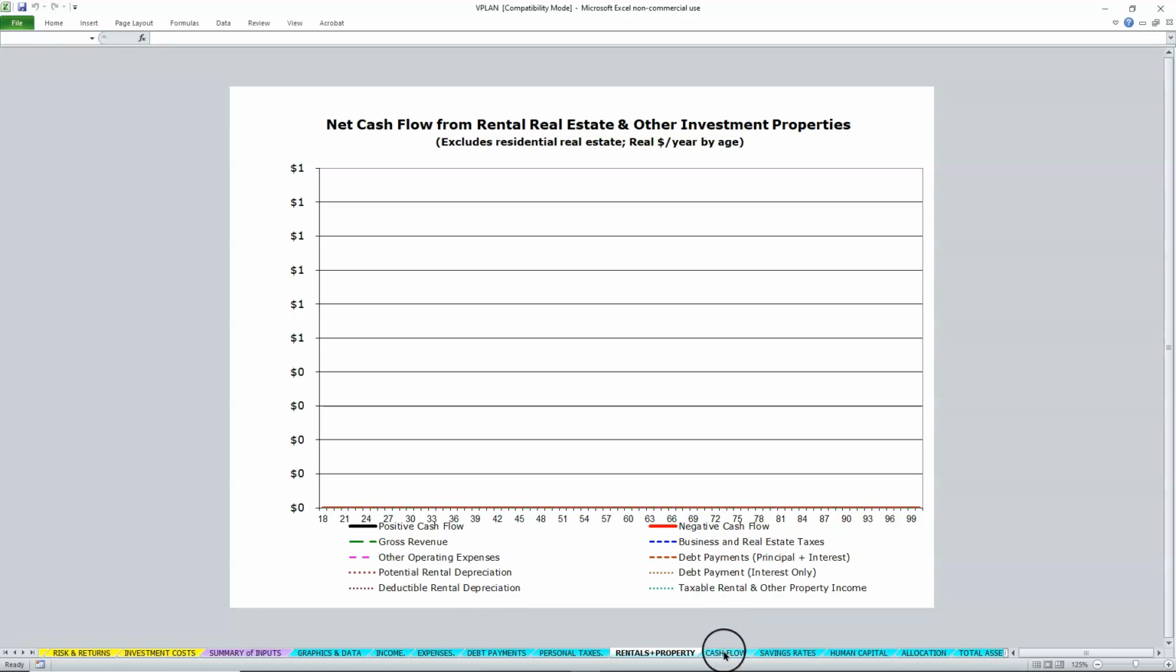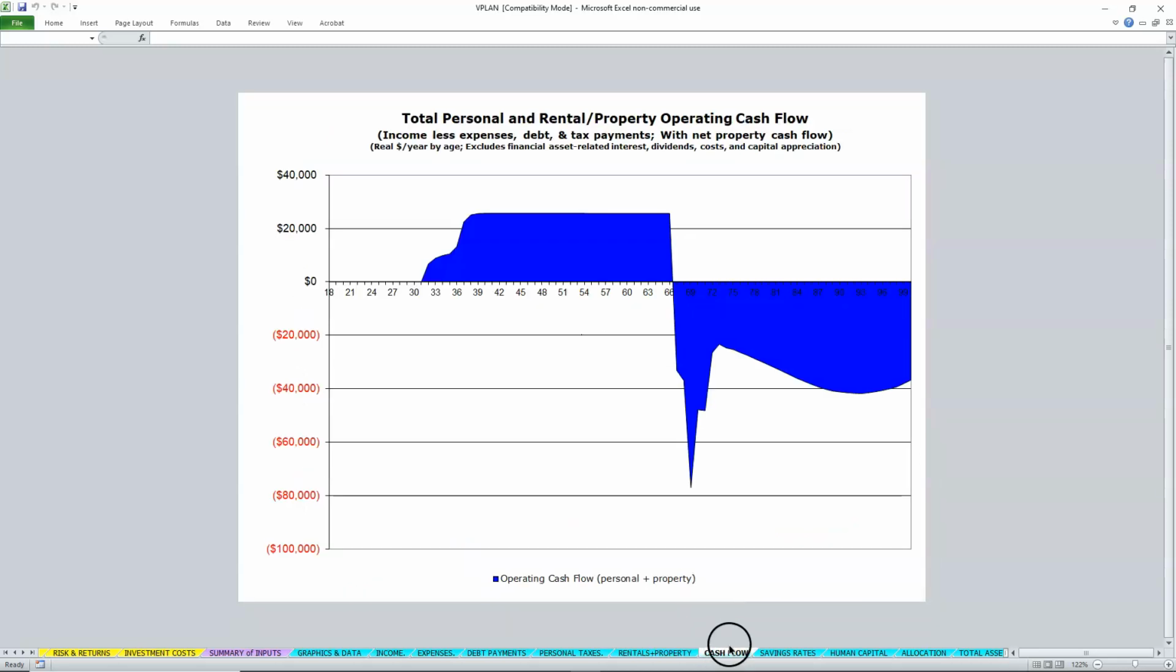Next, we will click and view the blue-tabbed cash flow graphic. This cash flows graphic shows the combined effects of the income graphic, expenses graphic, debt payments graphic, personal taxes, and rental and property graphics. During this couple's working years, they must have generally positive cash flow so that they can save and invest over the long term in both taxable and tax-advantaged retirement accounts.